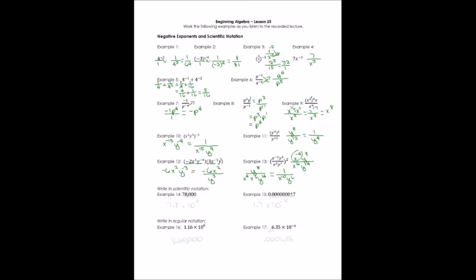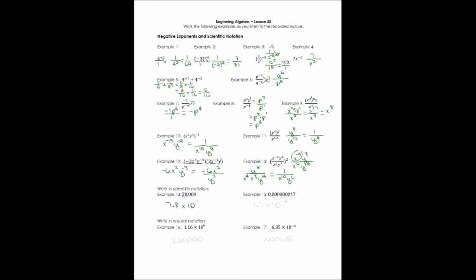Now, scientific notation is how we abbreviate writing huge numbers. And the thing you have to remember is where you put the decimal point and which direction you move it when you resolve scientific notation. This number, 78,000 in example 14, we want to write it in scientific notation. So we want to place the decimal point after the first significant digit. That's always the way it is. So we want to have a 7.8. That's our number. And then it's going to be times 10 to the power of something.